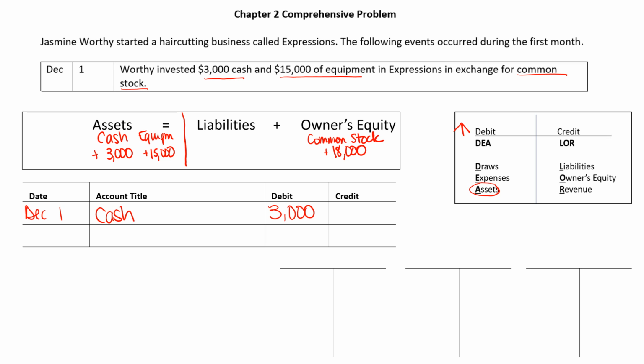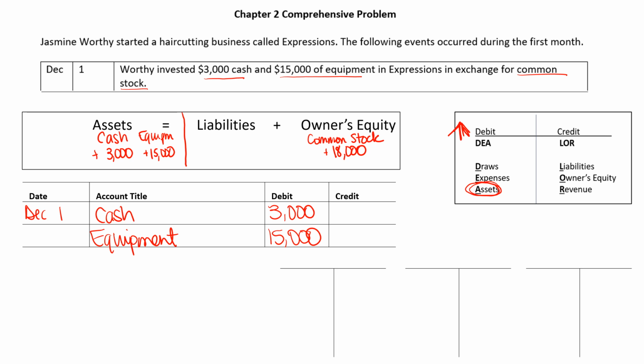The next account that we'll look at is equipment. Equipment is also an asset. Assets are increased with a debit. So we will debit equipment because it's increasing. Debit equipment $15,000. And in this example, there are 3 accounts. So now we have to show our credit here. The rest of these transactions only have 2 accounts in each journal entry.